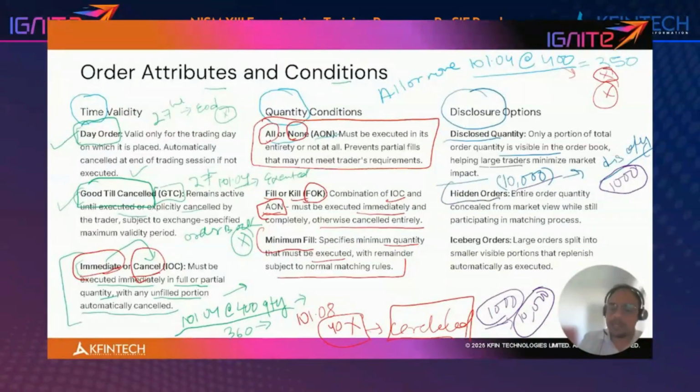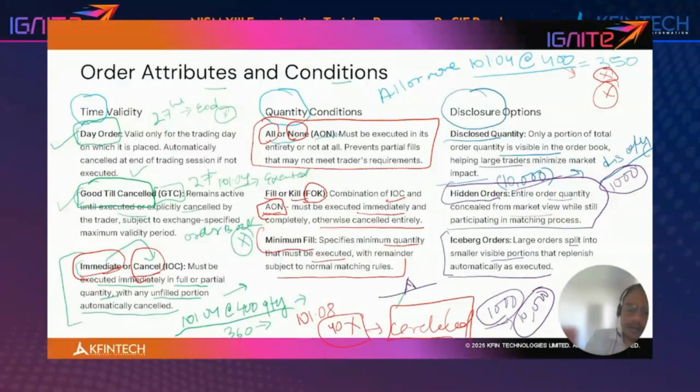Second is hidden orders. The entire order quantity is concealed from market view until participating in the matching process. This is a type of order. Then there are iceberg orders. Large orders split into smaller visible portions that replenish automatically as executed. What is an iceberg? You know that an iceberg is basically only 20% above the sea and the rest of the portion is below the sea.